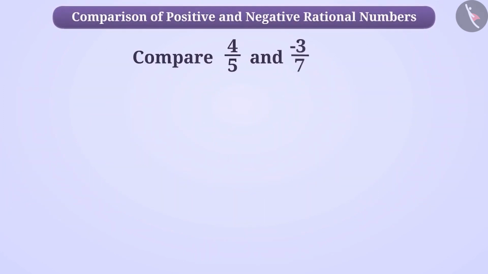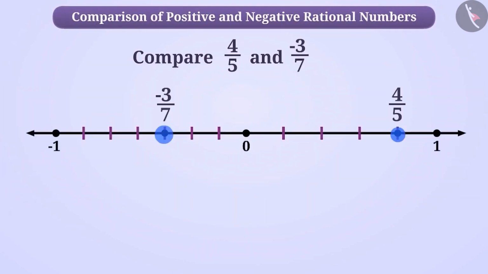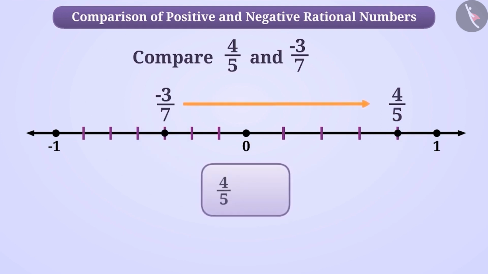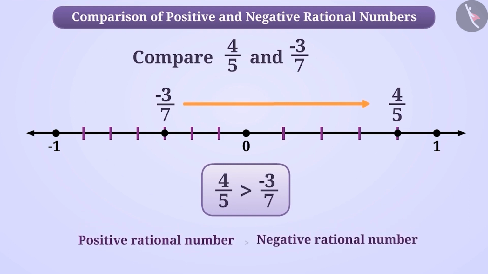Now let's compare a positive and a negative rational number. In the previous video, we saw that the positive rational number 4 by 5 is to the right of the negative rational number minus 3 by 7. Therefore, 4 by 5 is a greater rational number than minus 3 by 7. In general, we can say that any positive rational number is always greater than any negative rational number.